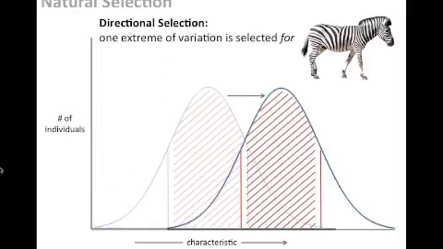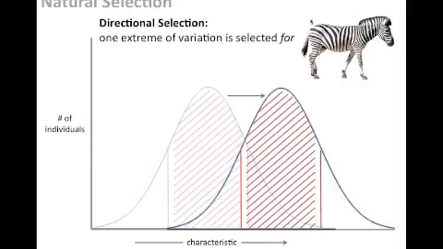There are three main types of natural selection. The first is directional selection. Under directional selection, one extreme of the variation of a characteristic is selected for at a preference to the others. So we can see that our normal distribution here actually shifts to one extreme of the spectrum.